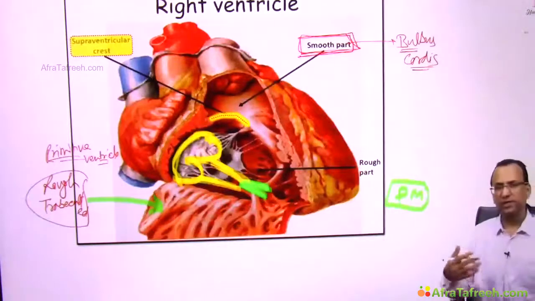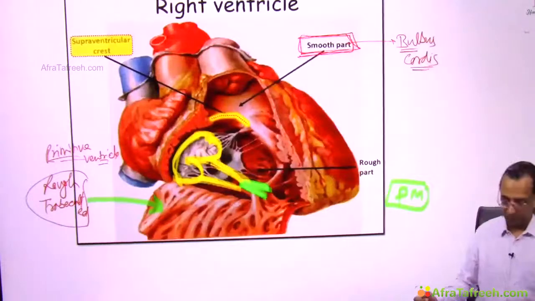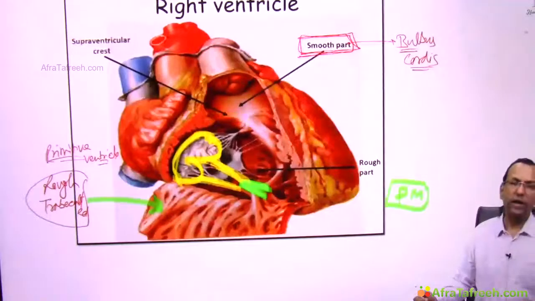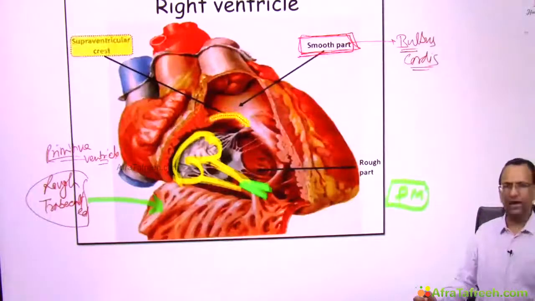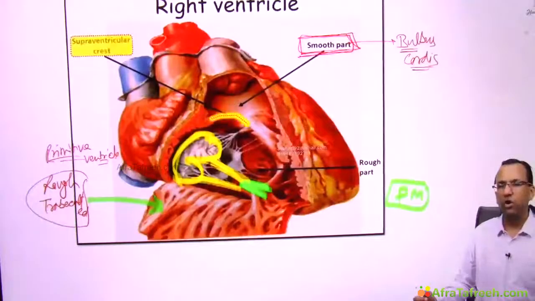Yes, so these are some details which you should be aware of. So that was the supraventricular crest in the right ventricle. Yes, it is the junction of the rough inflow and smooth outflow of the right ventricle.